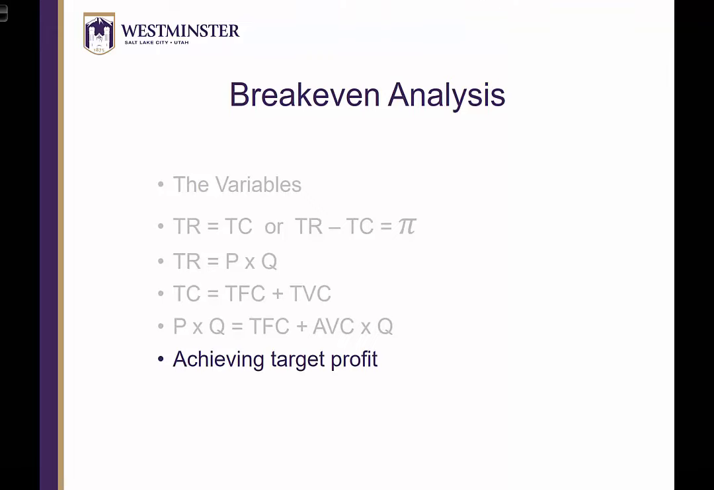Finally, let's think about this concept of achieving a target profit. So we've run our break-even analysis. We know how many units we need to produce and sell in order to reach a profit of 0. But my guess is we will seldom be satisfied with a profit of 0. We're typically always looking for a positive outcome, in which case we want a positive profit.